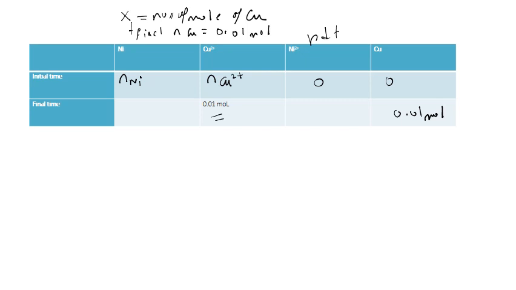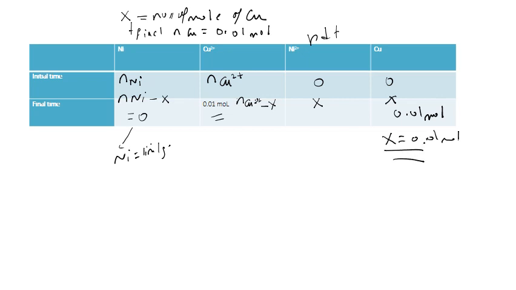During the reaction, X quantity of Ni is reacted with copper ions to produce Ni2+ and Cu. So Ni, number of mole minus X. Here, number of mole of Cu2+ also minus X. Here we have X with X. But since Ni is limiting, its number of mole at T final should be equal to 0, and X is equal to 0.01 mole.